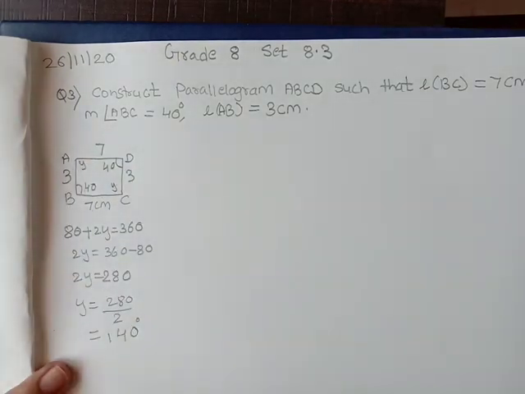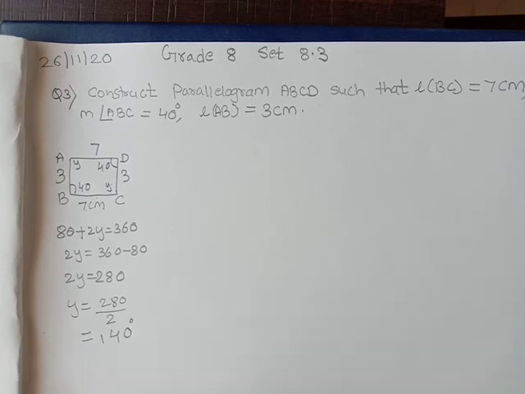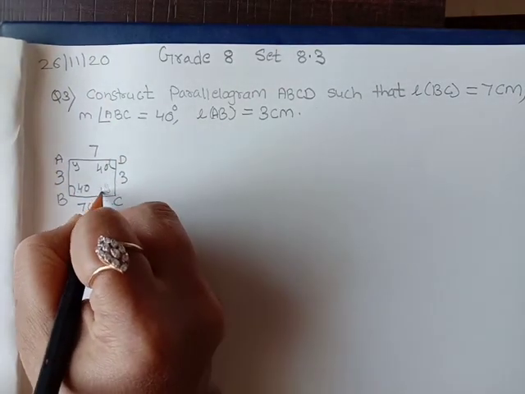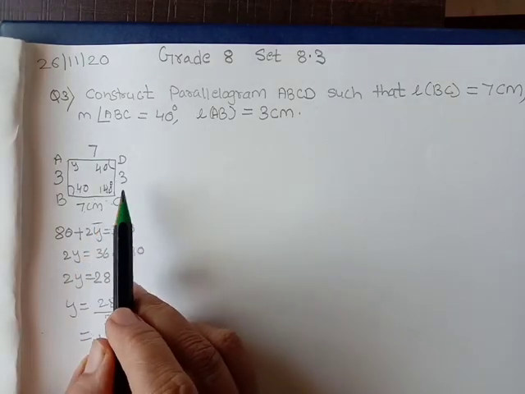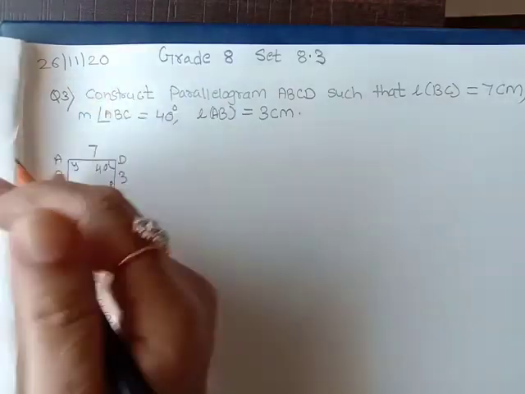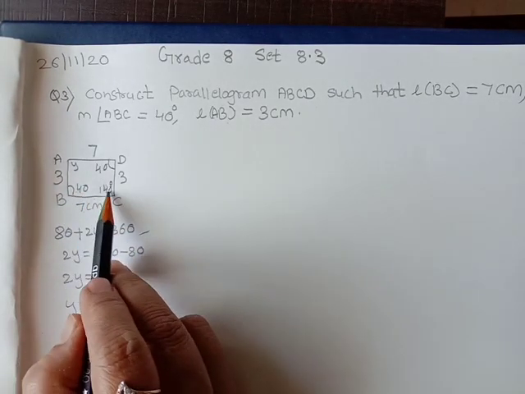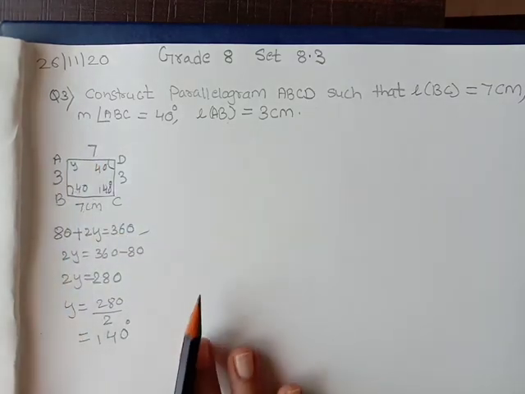Have you got it, everybody? So now we'll be drawing the parallelogram with one base angle as 40 and another base angle as 140 degrees. We got Y as 140 degrees, no? So let us take this as 140 degrees. Have you understood? Alright. So Y is 140. Now we'll be constructing here 40, here 140, this is 3 and this is 7. So let's start the construction.